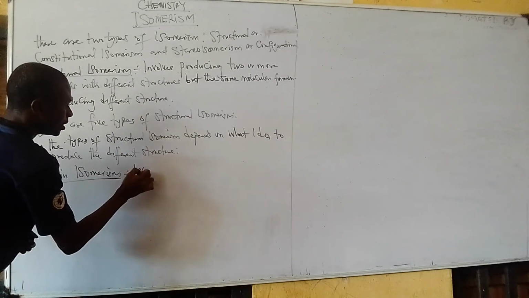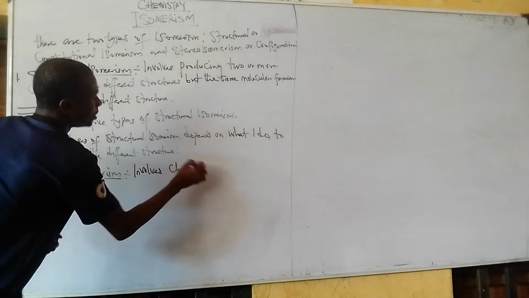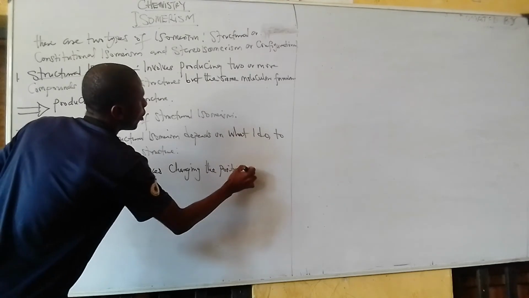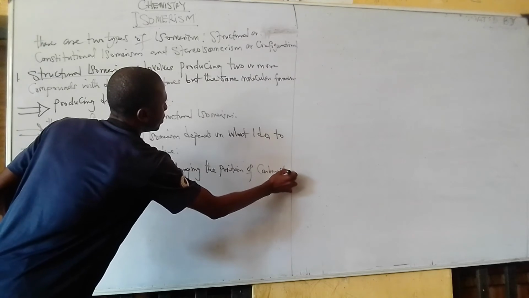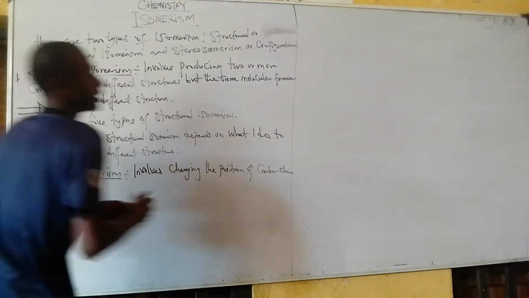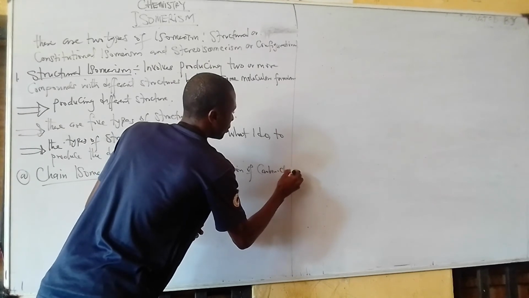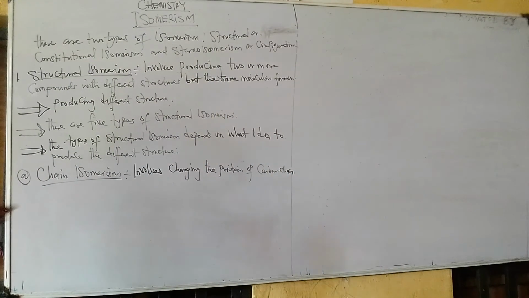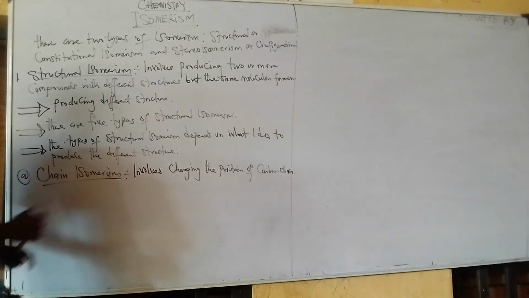Chain isomerism involves changing the position of carbon chain. When you change the position of a carbon chain, that is chain isomerism.